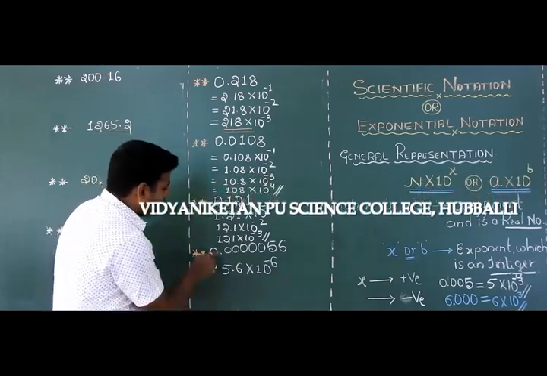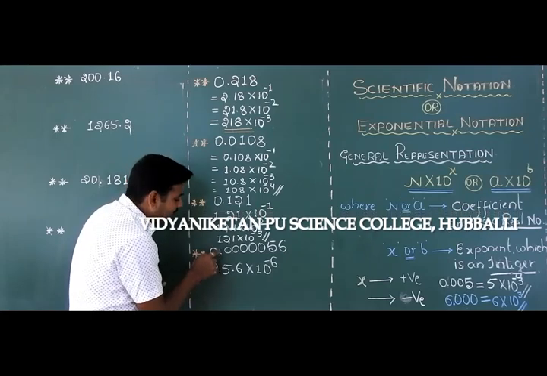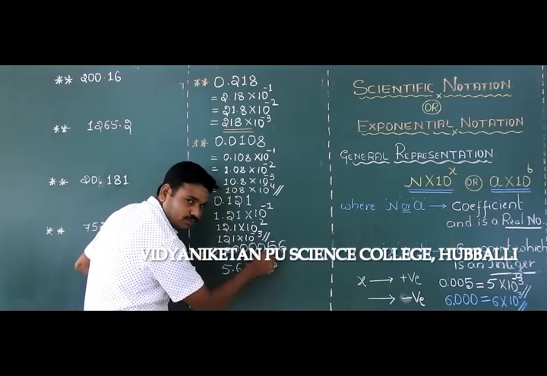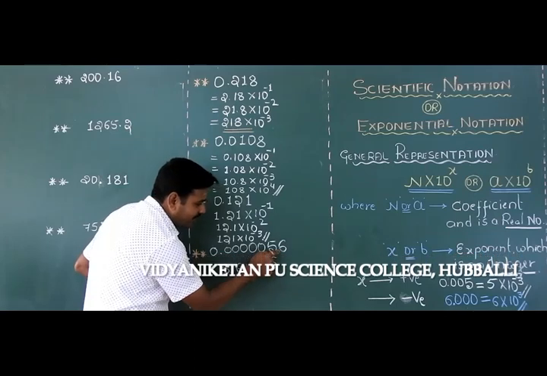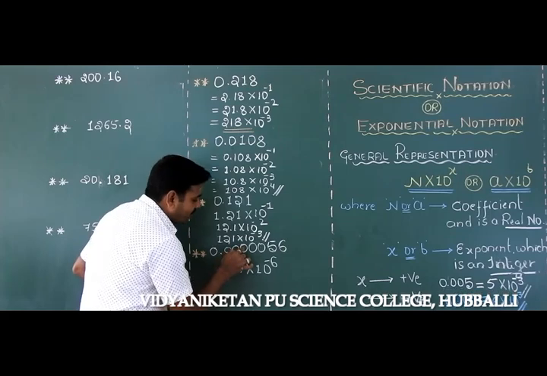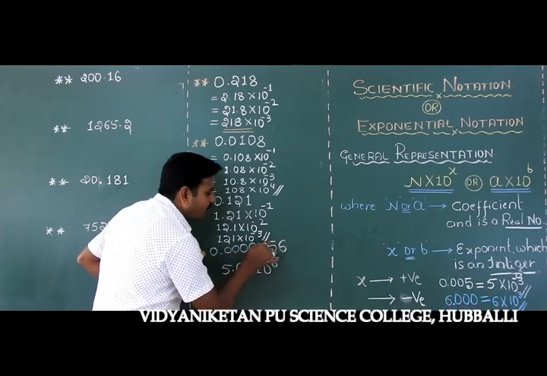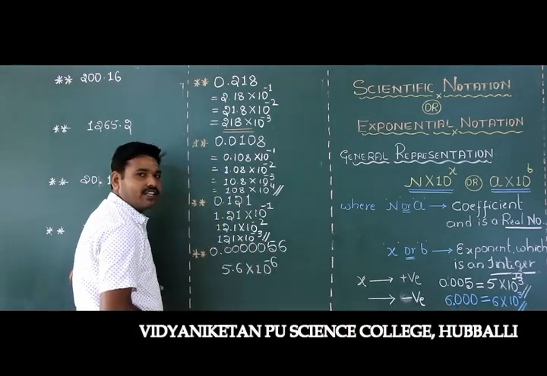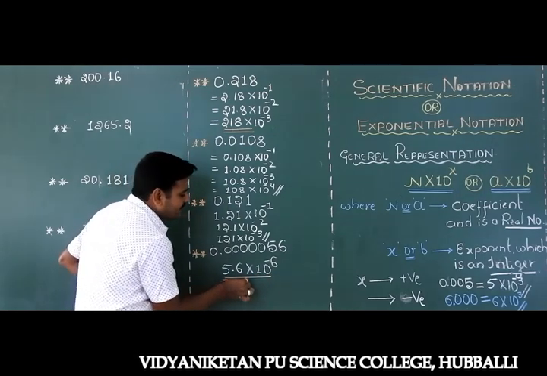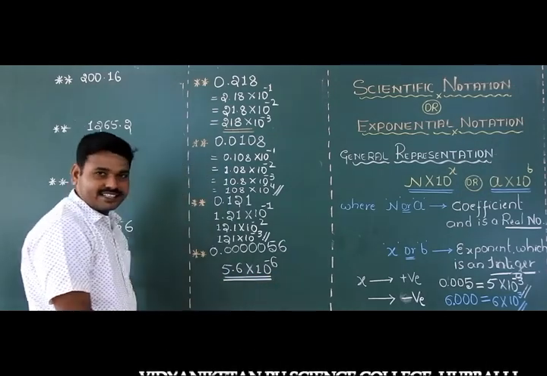Okay, listen here, the decimal point is here. Let us shift this decimal point after 5. Please count the number of digits here: 1 2 3 4 5 6. Then you put the decimal point here. So therefore you will get the scientific notation 5.6 into 10 to the power of minus 6.